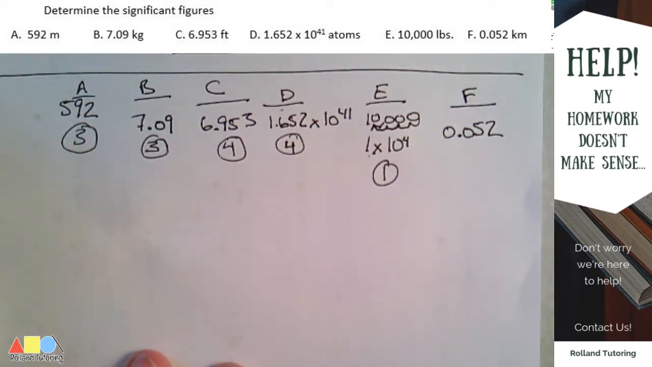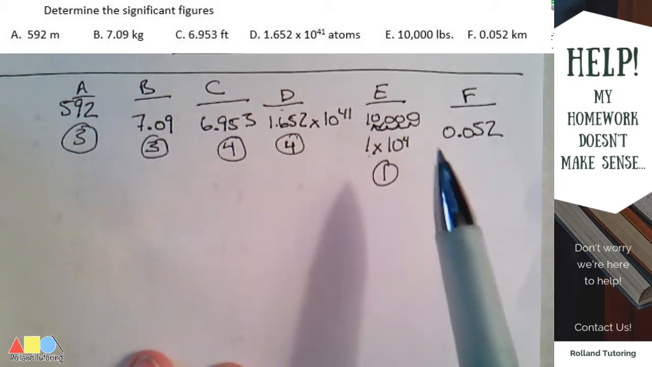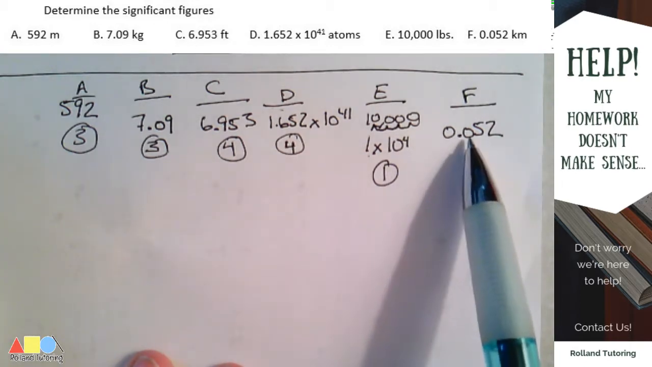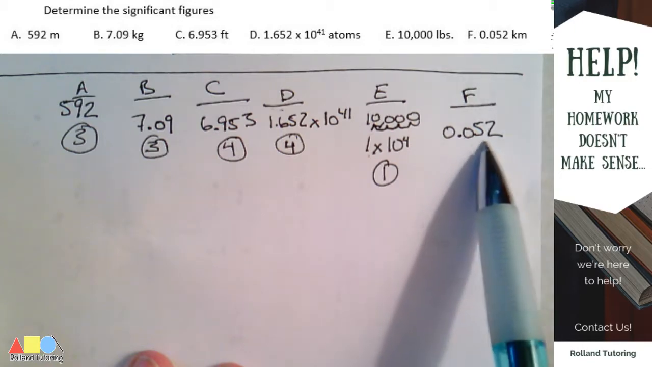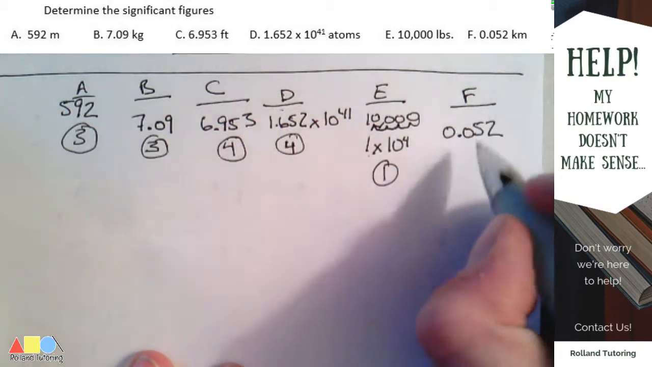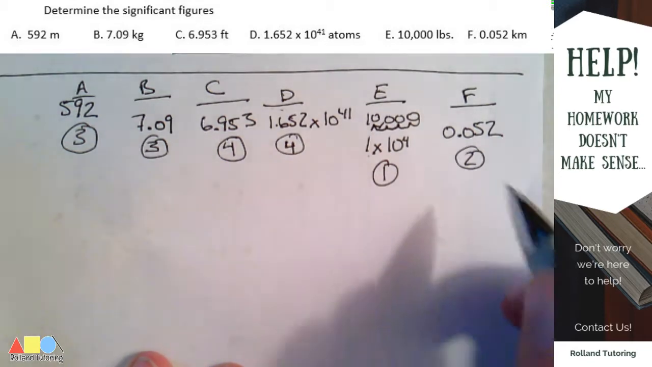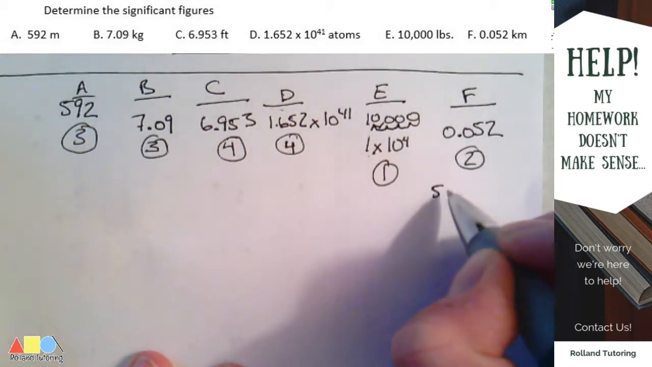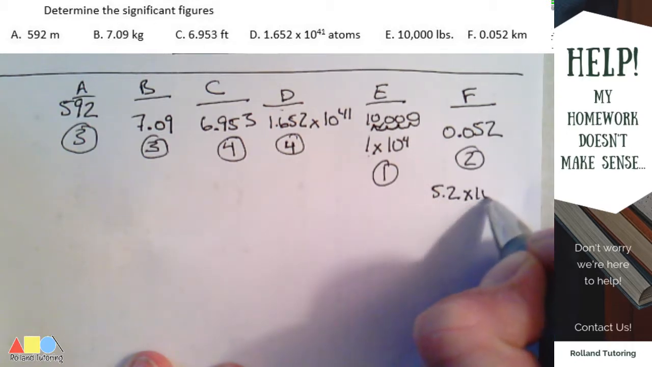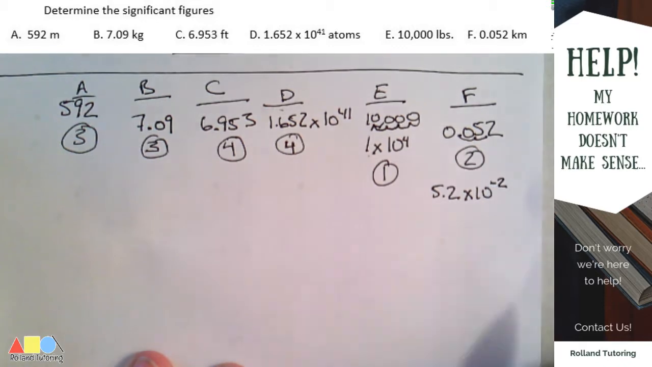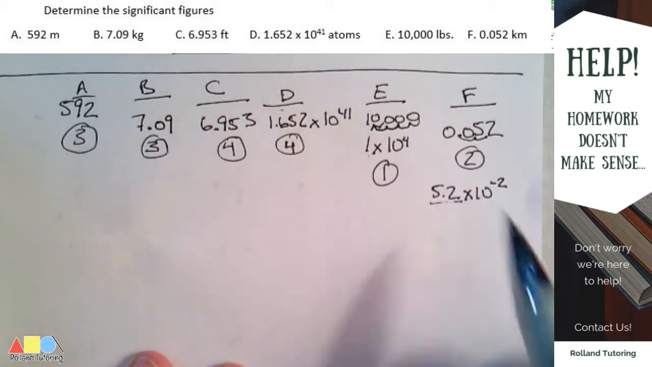Alright, we'll finish up with letter F here of 0.052. So again, we have a 0 here, so that is not significant. We have a 0 here, which would tell me there are 2 significant figures here. Again, we can rewrite this in scientific notation to make it better understood. We would have 5.2 times 10 to the 1, 2, negative 2, and we can see there are 2 significant figures there.